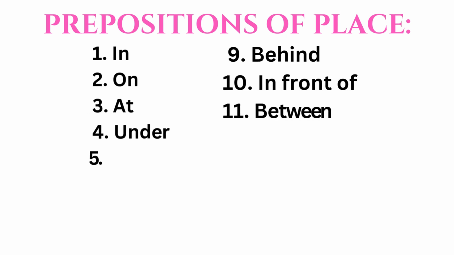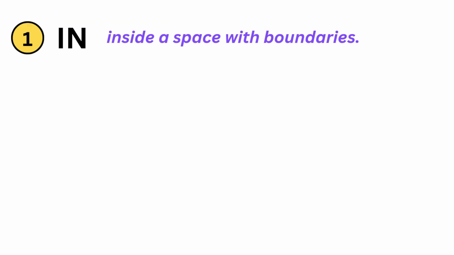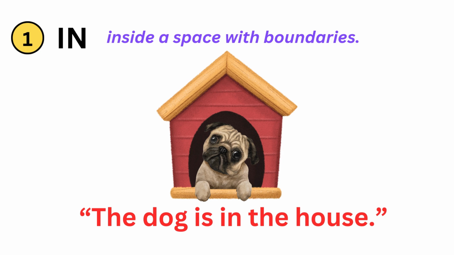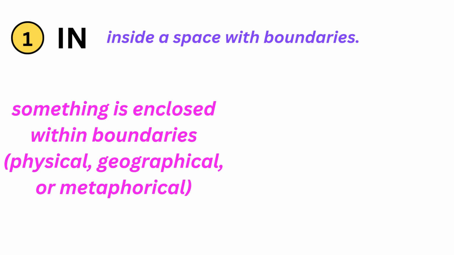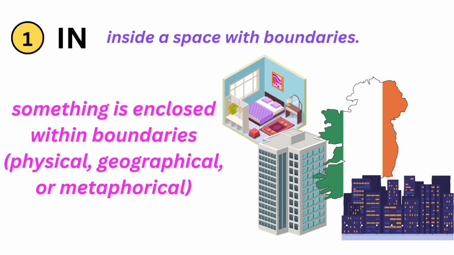Here are some common prepositions of place and detailed explanations of how they are used. Number 1. In. In indicates that something is inside a space with boundaries. For example, the dog is in the house. In is used because the dog is inside the boundaries of the house, fully enclosed within it. Use in when something is enclosed within boundaries, whether physical, geographical, or metaphorical. Could refer to enclosed spaces like rooms, buildings, or even countries and cities.